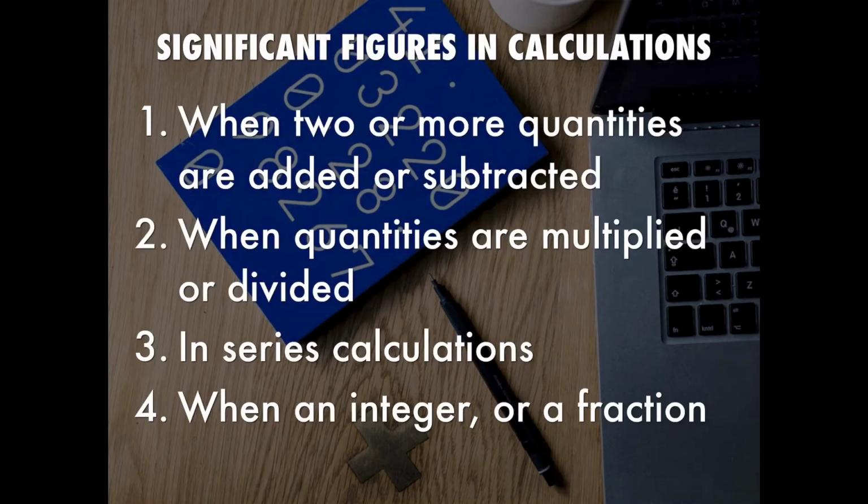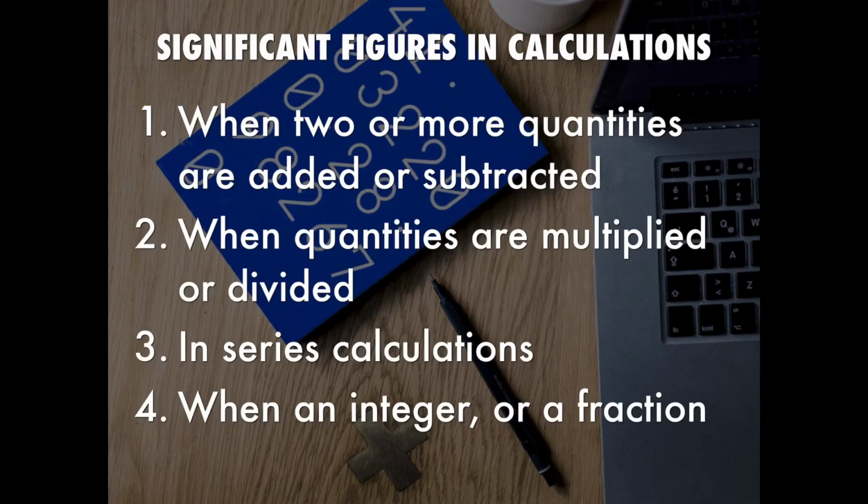When an integer or a fraction of integers is used in an equation, the precision of the result is not affected by the integer or the fraction. The number of significant figures is limited only by the measured values in the problem. The fraction 1/2 in an equation is exact. It does not reduce the number of significant figures to 1. In an equation such as C equals 2 pi r for the circumference of a circle of radius r, the factors 2 and pi are exact.